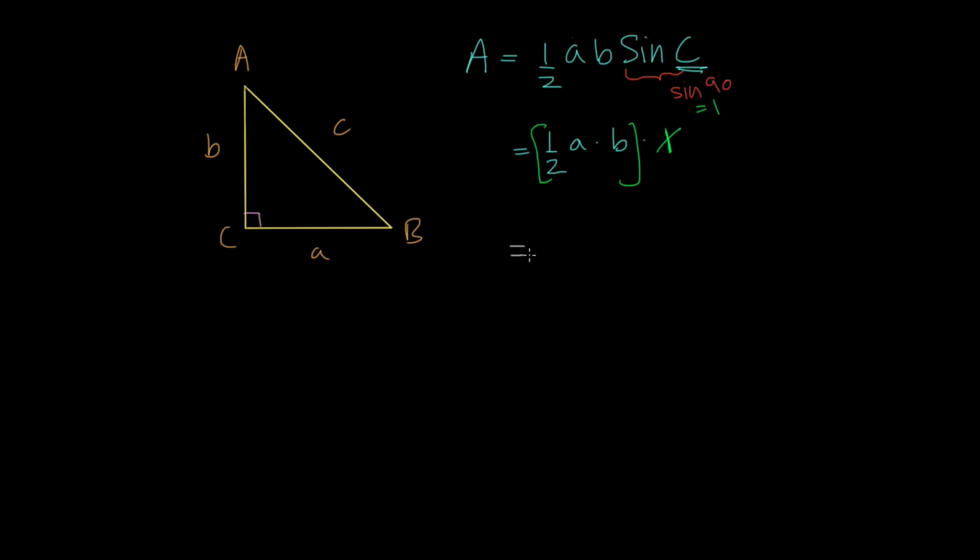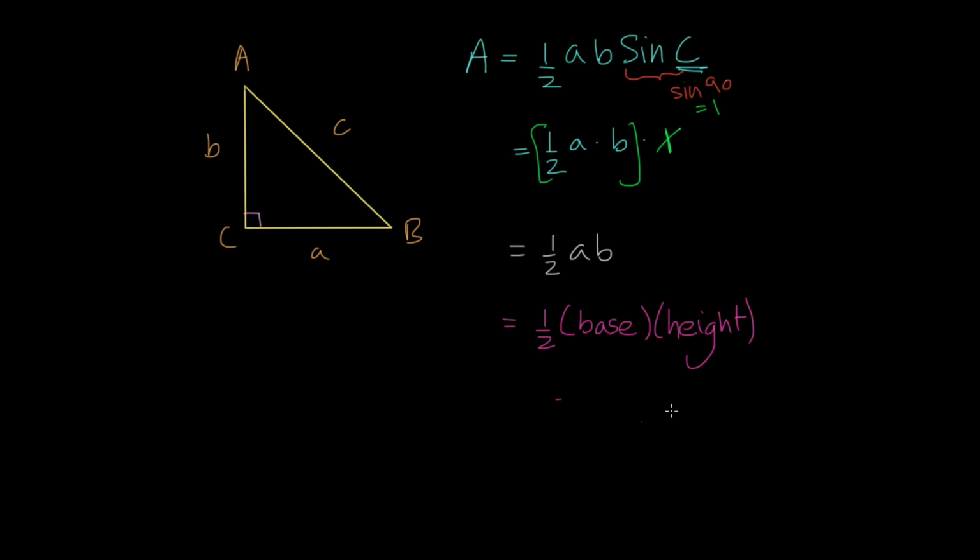So we have 1/2 AB, and going back here, A is the base, so we have 1/2 times the base, and B is the height. So we got back our original formula, which is 1/2 times base times height.